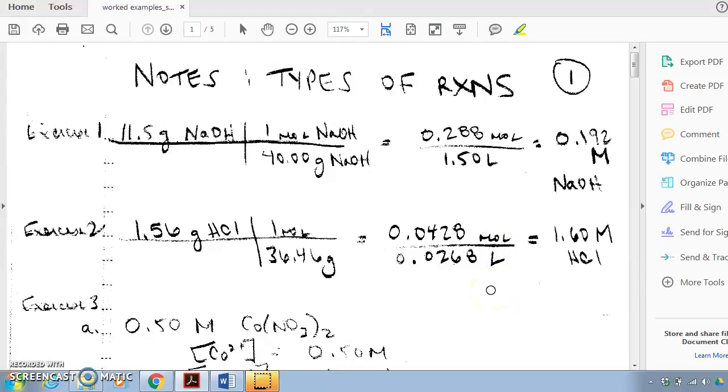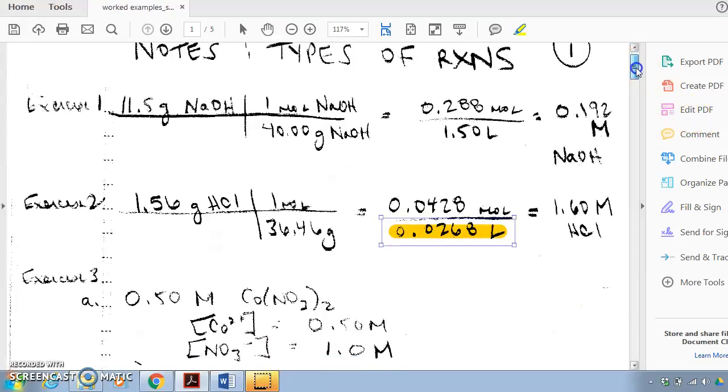In exercise 2, it's quite similar. We're given the grams of the solute, which in this case is gaseous hydrogen chloride, and we convert from grams to moles using the molar mass of the HCl. And then we divide the moles of the solute by the volume in liters of the solution, but you'll notice that in the question you're given the volume in milliliters, and so before you make that division you have to convert to liters because molarity is defined as moles of solute per liter of solution.